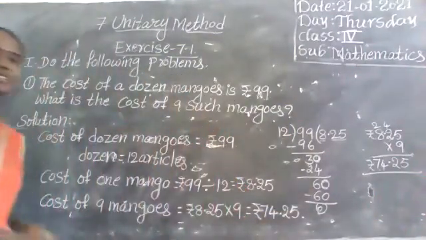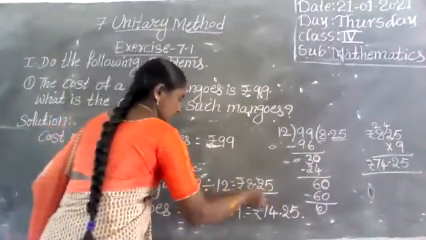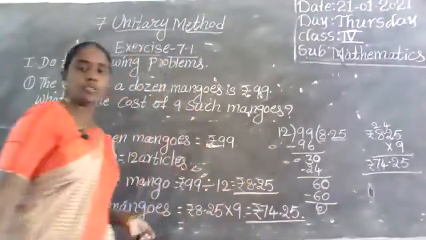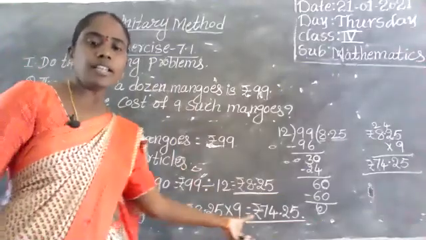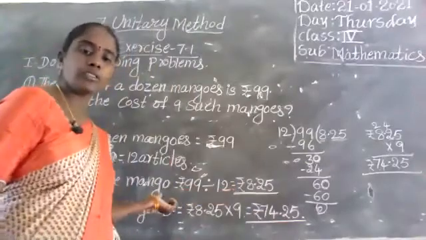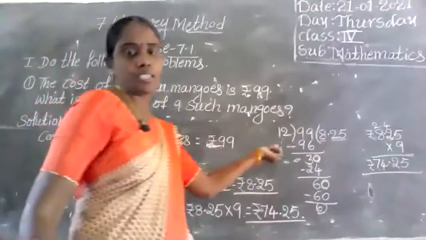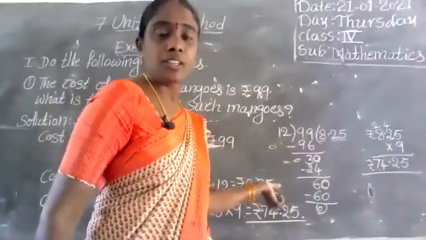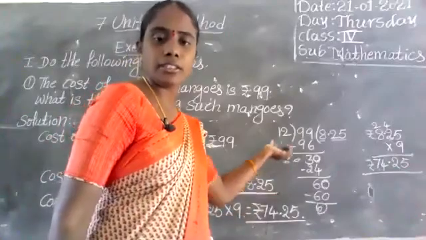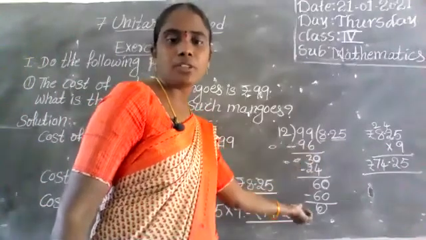This is the answer. Here, one mango's cost is this one, and 9 mangoes' cost is this one. One mango costs 8 rupees 25 paise. Next, 9 mangoes cost 74 rupees 25 paise. How can we find out the cost of one mango? Just with division: 99 divided by 12. What is 12? Dozen means 12 articles. That's why we have to divide it by 12. 12 8s are 96. Children, observe how we do the division.